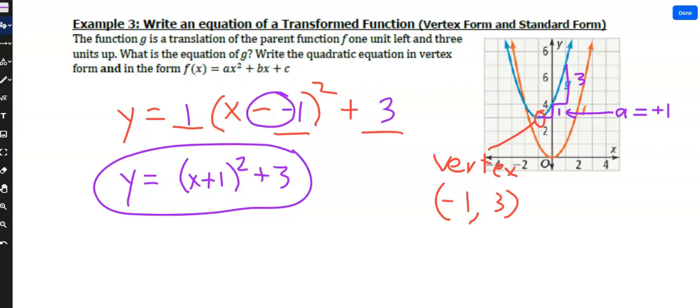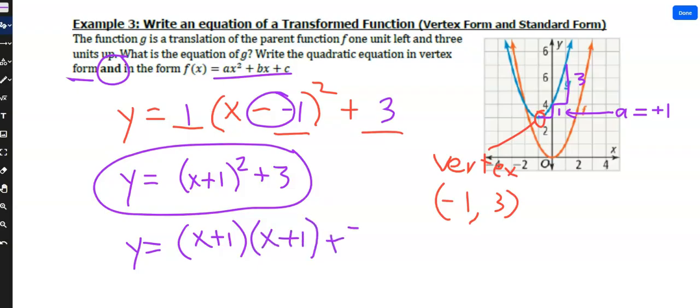Now, I think they poorly asked the next part. It says, write the quadratic function in vertex form, and what they should have just said was, and write it in standard form. Okay, all right, that makes more sense, but they kind of made it seem a little bit strange.